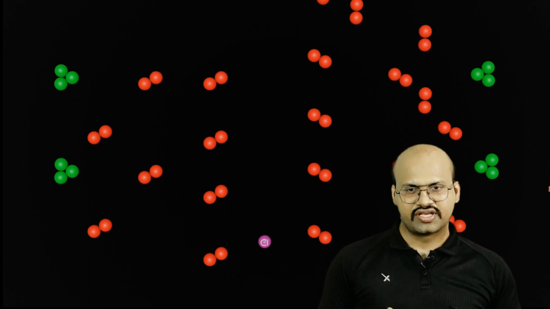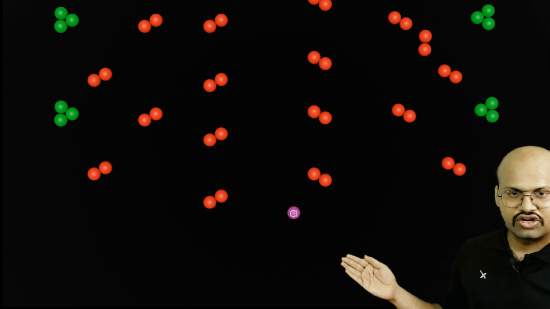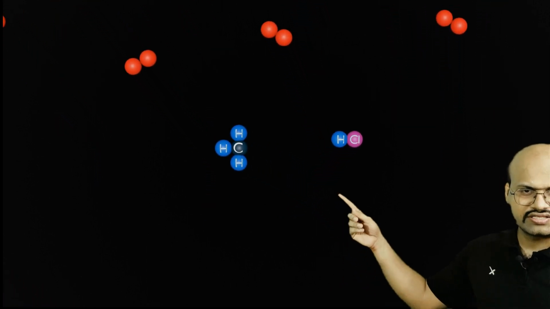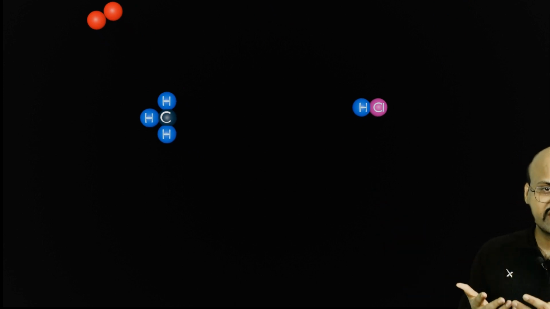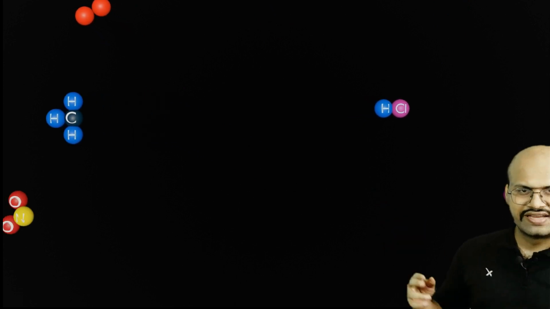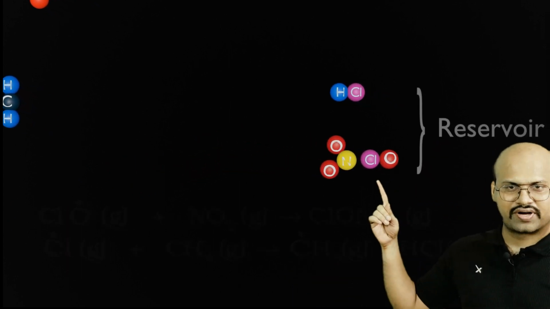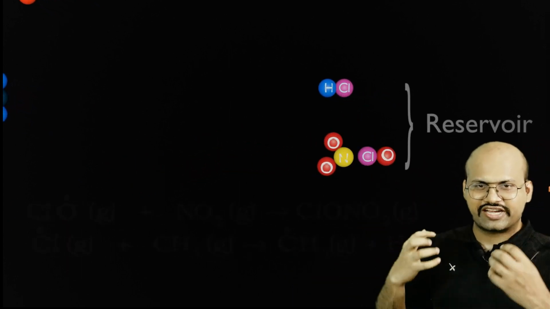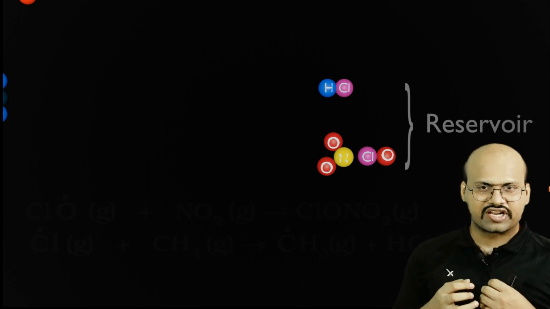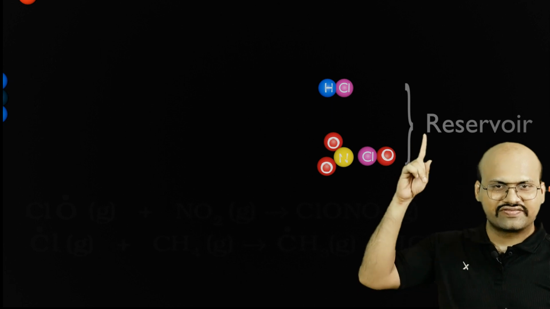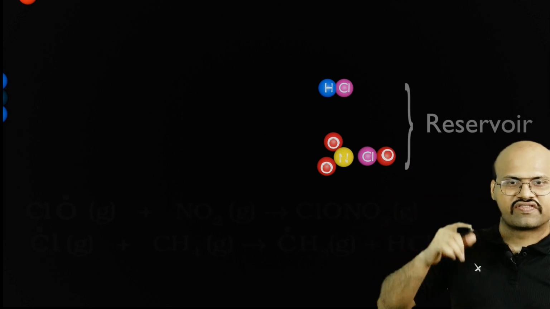Now every now and then this chlorine will come in contact with methane. It will react with it and form hydrogen chloride, which is a stable compound. Similarly, it can come in contact with NO2 and we will again get a stable compound. So these two compounds in the atmosphere act as stable compounds. They do not release chlorine back into the atmosphere, and that is why they are called chlorine reservoirs.